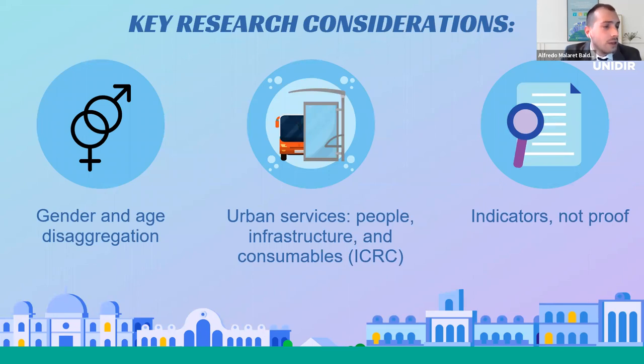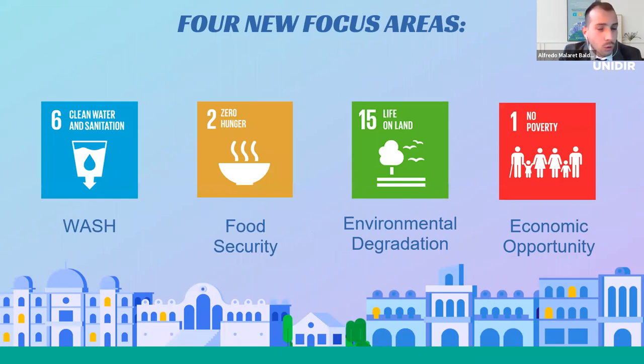Another important consideration to highlight is that urban services function because of people, infrastructure, and consumables, as made clear by ICRC research. It is therefore key to gauge these interconnected dynamics when exploring performance metrics. And the indicators are designed to capture the impacts in these three considerations: people, infrastructure, and consumables. I want to stop here and underscore that what we're proposing are indicators. They're signals, if you will, not proof, and should be utilized with humility to map patterns. We really need to work together to continue building a standardized baseline of data in order to draw generalized patterns of harm.